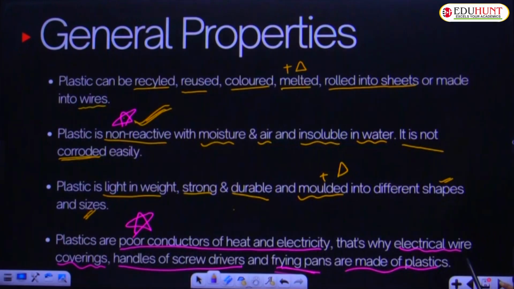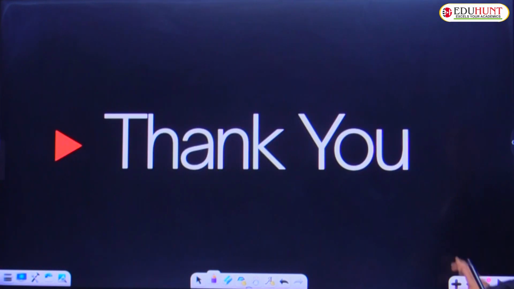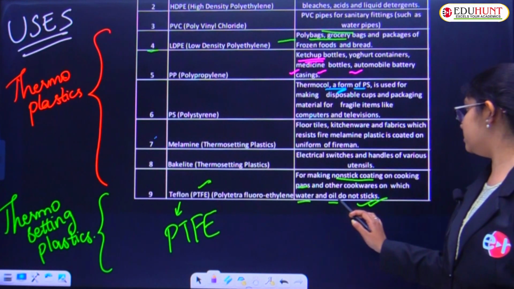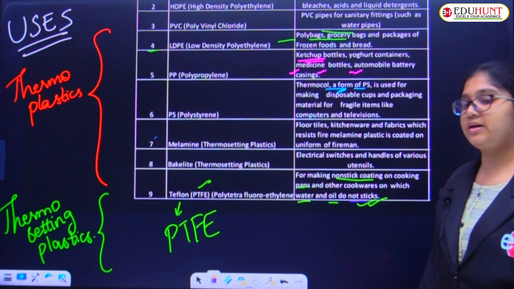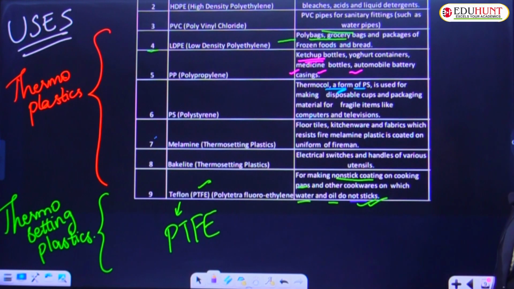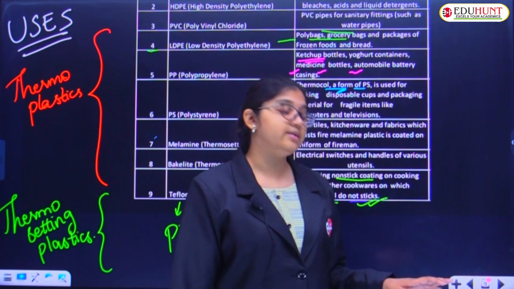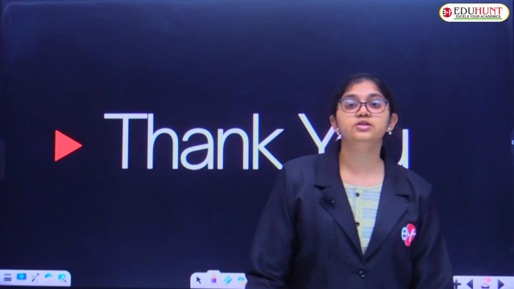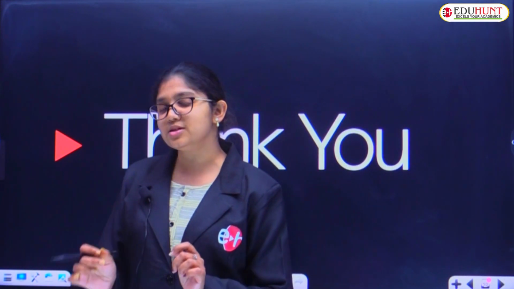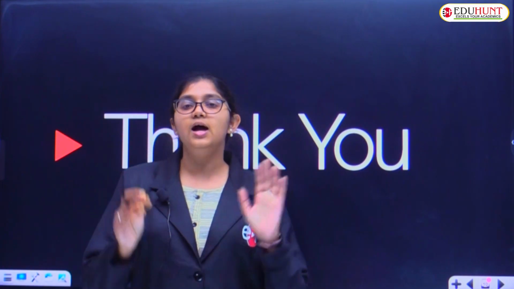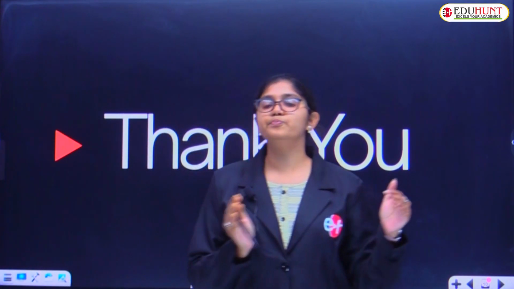Okay, clear. So it is used in such things, for making non-stick coatings on cooking pans and other cookware on which water and oil do not stick. So for non-stick, what we use mainly is Teflon. What is that, children? Teflon. So these are the general properties and uses of such plastics, namely thermoplastics as well as thermosetting plastics.